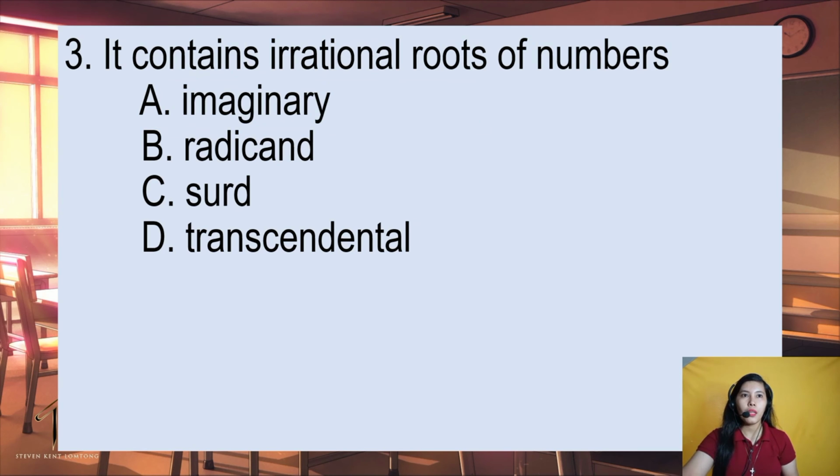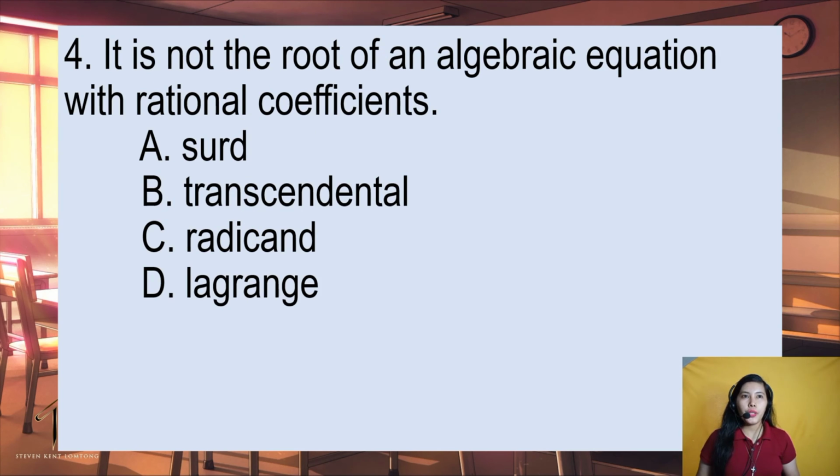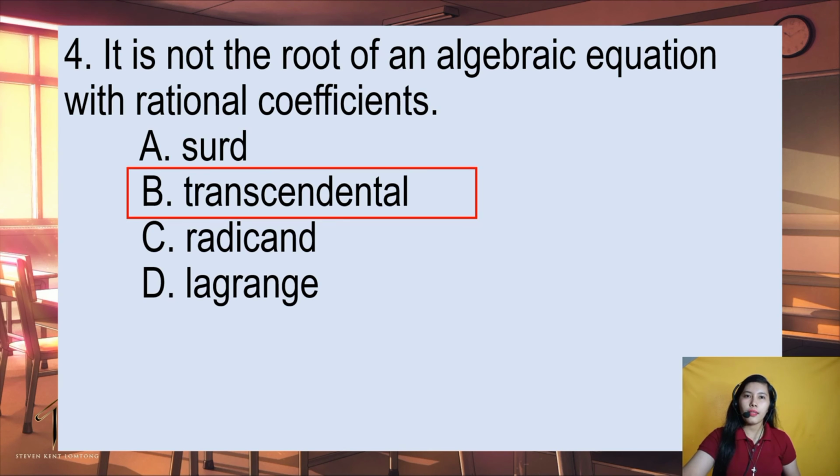Okay? Third question, it contains irrational roots of numbers. So as we defined earlier, the answer is third. For the fourth question, it is not the root of an algebraic equation with rational coefficient. So we have transcendental, radicand, or Lagrange. So our answer here is transcendental. Examples of transcendental numbers are pi and our Euler number, e. So those are the examples of transcendental numbers.